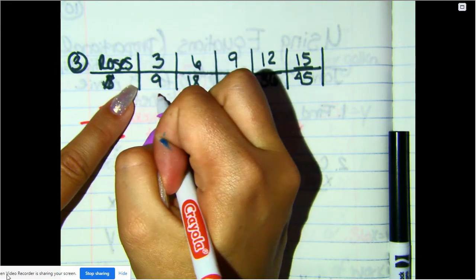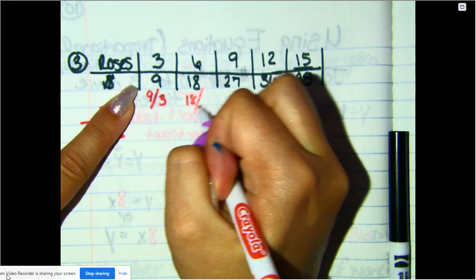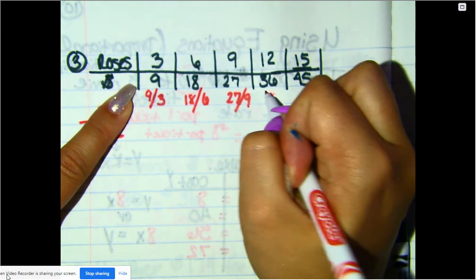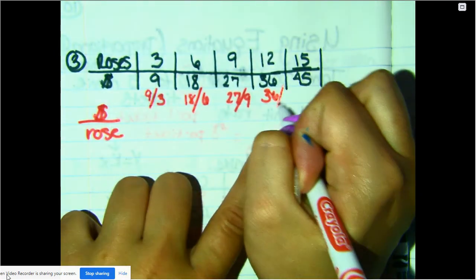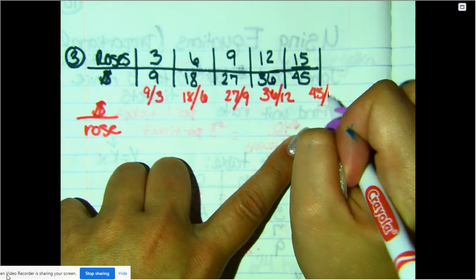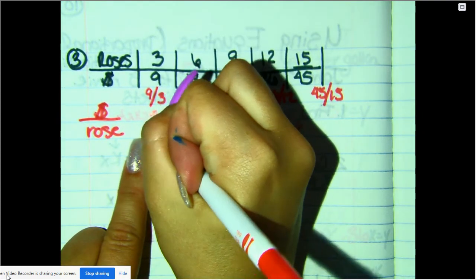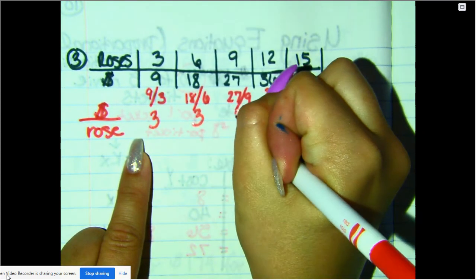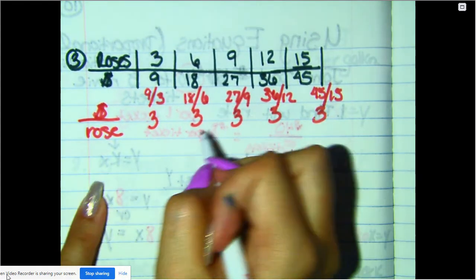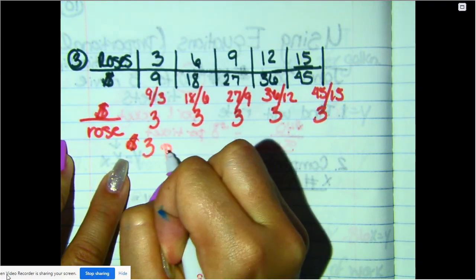So here we need to do 9 over 3, 18 divided by 6, 27 divided by 9, 36 divided by 12, and then 45 divided by 15. Every single time that we do our division, we get the number 3. It just so happened it's the same number from the last one. Okay, so that means that each rose is costing me $3 per rose.